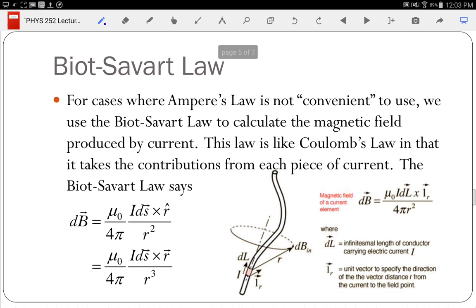Okay, so we only used Ampere's law where it was convenient. Where it's not, then we go to the Biot-Savart law.